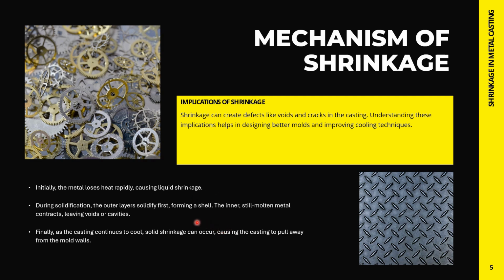During solidification, the outer layer solidifies first, forming a shell. The inner molten metal contracts, leaving voids or cavities. Finally, as the casting continues to cool, solid shrinkage can occur, causing the casting to pull away from the mold as well. These defects are usually most noticeable in thicker sections of a casting where cooling is uneven. This was about the mechanism of shrinkage.